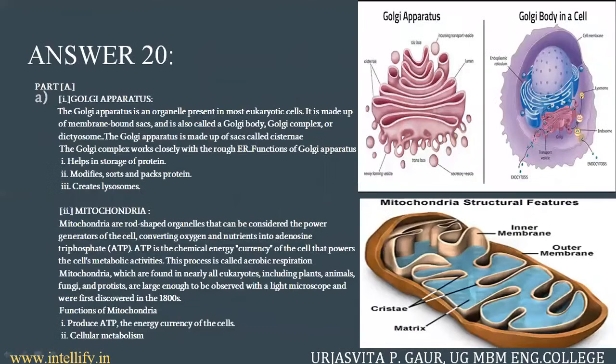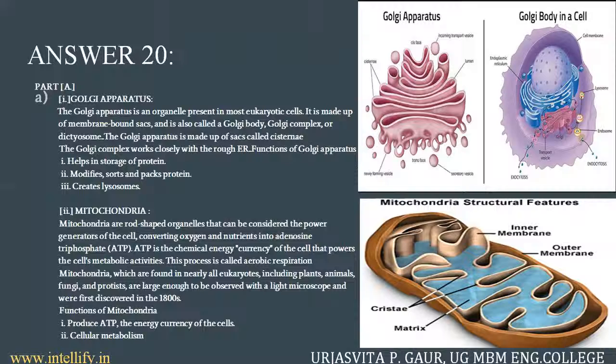Okay, so let's move on to the first part, which says mention the functions of the following cell organelles. The first is the Golgi apparatus. The Golgi apparatus is an organelle which is present in most eukaryotic cells. It is made up of membrane-bound sacs and is also called a Golgi body or Golgi complex or dictyosomes. They are made up of sacs called cisternae, and they work closely with the rough ER.